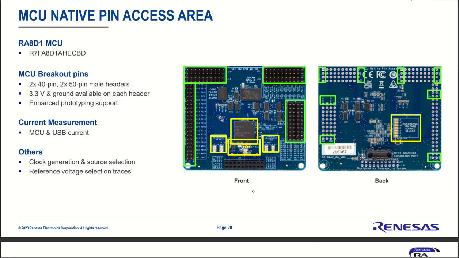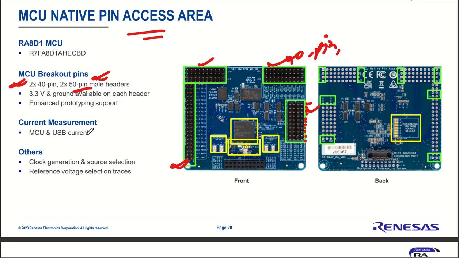More on this native pin access area: basically it is going to have 2 cross 40 pin headers. Let me just check once. The 2 cross 40 pin is one of them, like 1, 2, 3, and if you count 1, 2, 3, 4, 5, 6, 7, 8, 9, 10, that is 10 into 40, so it is totally 40 pin headers. Two 50 pin headers are also there, so a total of 4 are there. Actually I can see here 2 cross 50 pin, two of the 50 pin and two of the 40 pin.